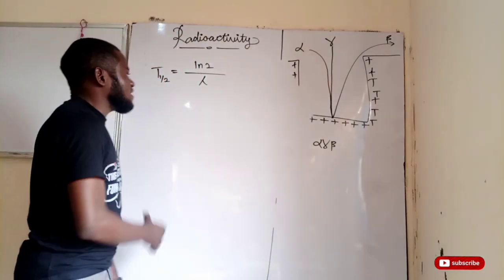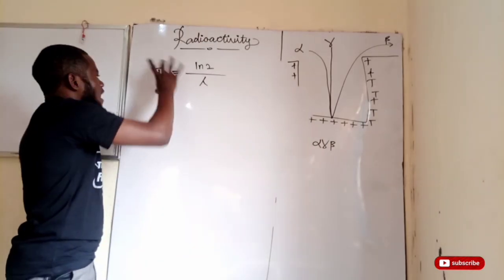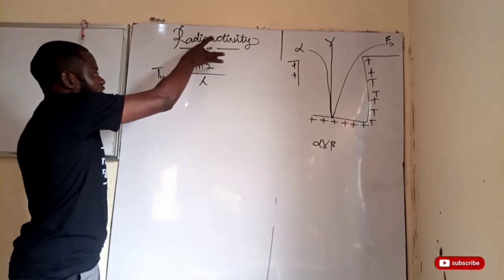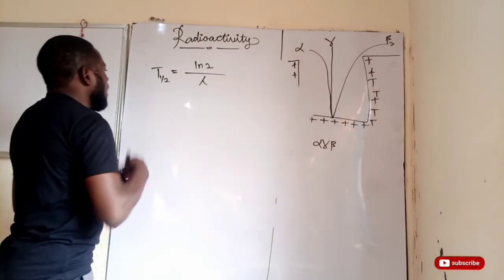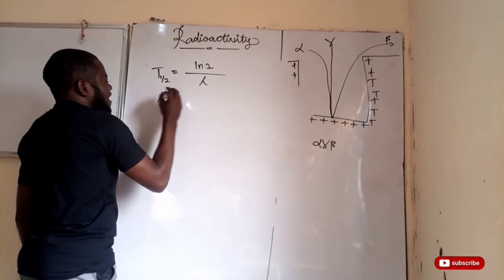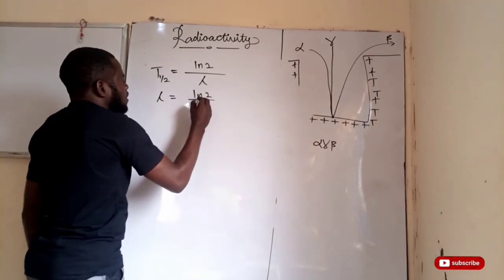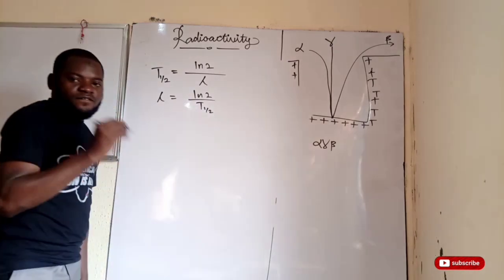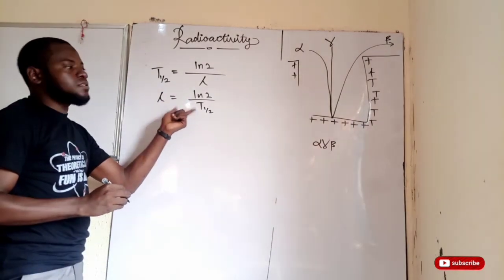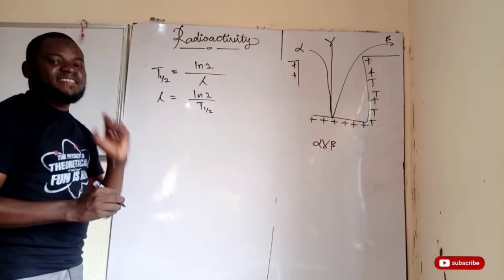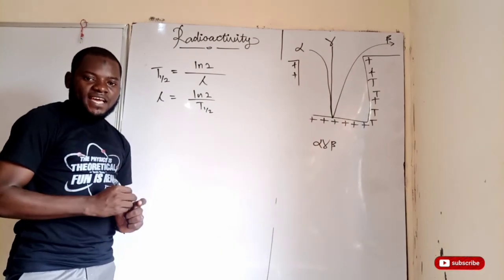And for you to determine that, we have this equation. Half-life is equal to ln 2 divided by lambda. Or I can say lambda, which is the decay constant, is ln 2 divided by the half-life. So this one is measured in per second and this one is measured in seconds. Do we get that now?